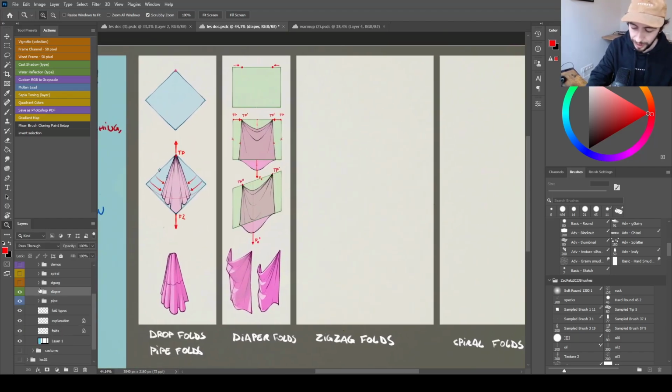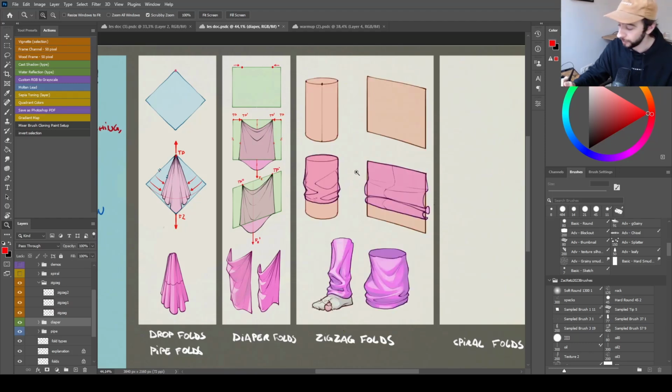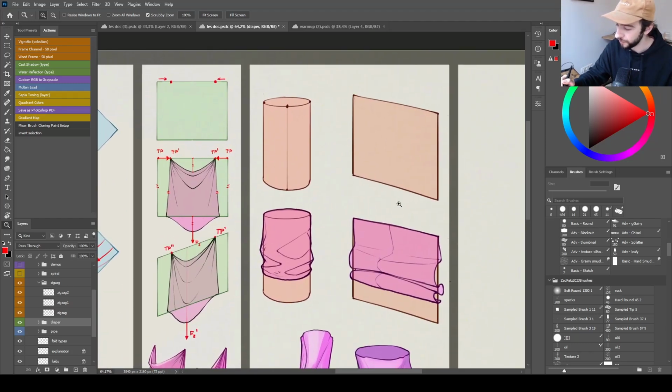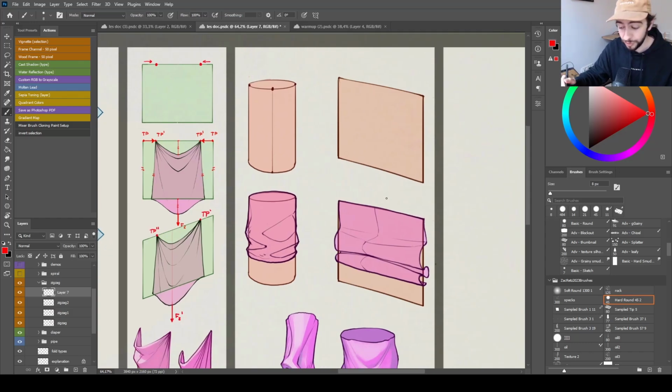Next in the list, we have one that's probably the most complicated to draw for most people. It's going to be the zigzag folds. And the zigzag folds, I quite like them. I think they add a lot of character to your drawing. You have a lot of different options on how you can actually design them. So these ones allow for a lot of creative freedom. Maybe because they're more difficult to understand, there's a larger margin of error, so they don't look wrong as quickly as the other ones would.